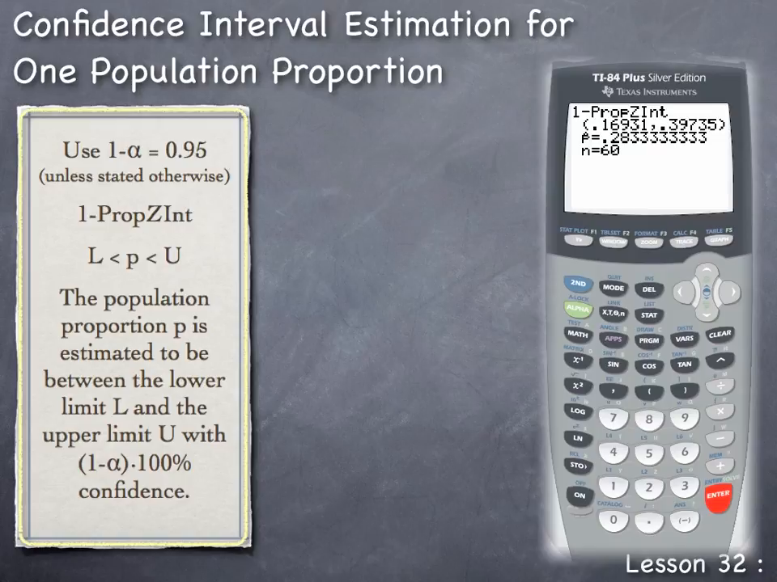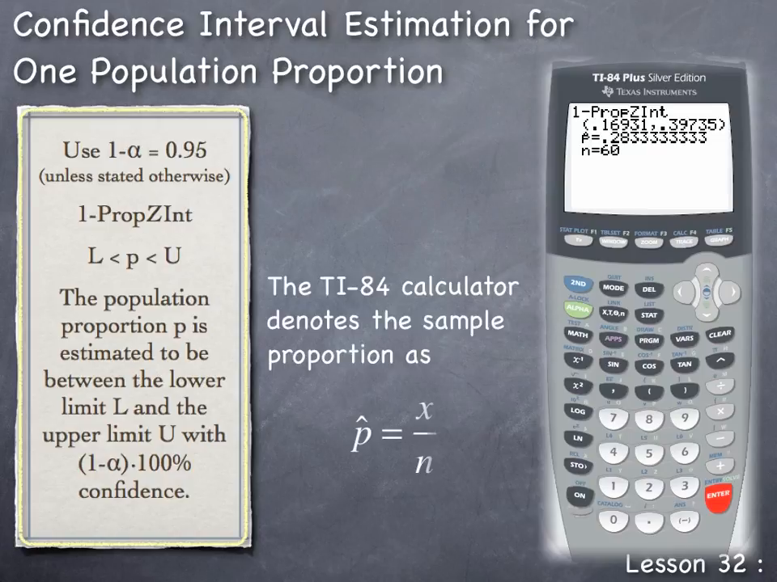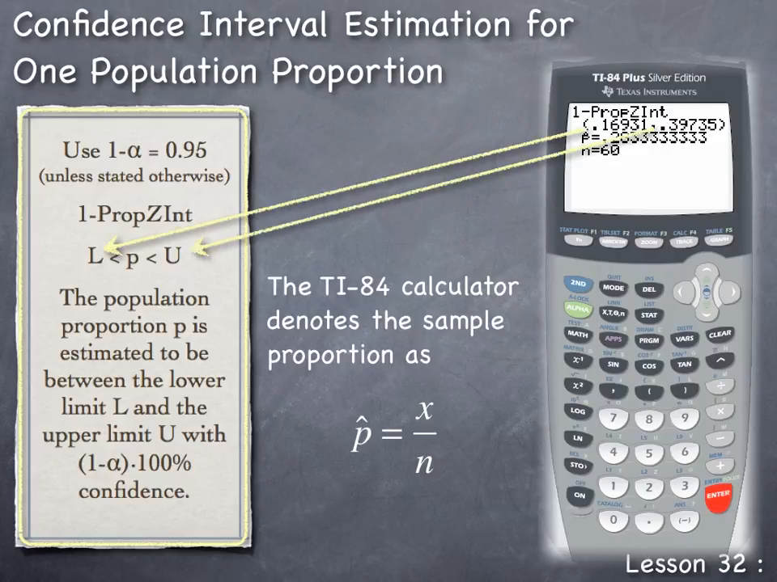The calculator also displays the sample proportion p hat. The TI-84 calculator denotes the sample proportion as p hat equals x divided by n. So the sample proportion is the sample data value x divided by the sample size n, the required input in the 1-PropZInt command. So we can look at the calculator screen and use it to give a symbolic representation of our confidence interval.